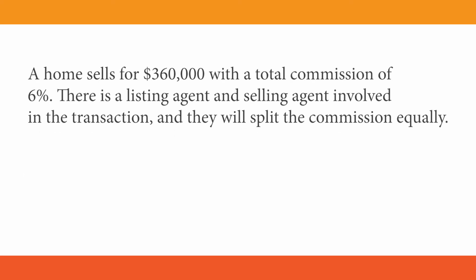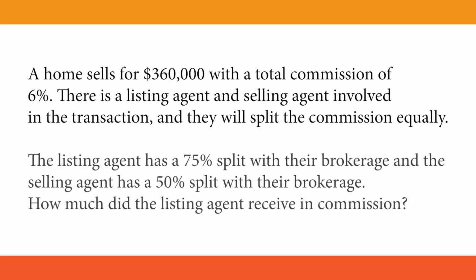Let's try another problem. A home sells for $360,000 with a total commission of 6%. There is a listing agent and selling agent involved in the transaction, and they will split the commission equally. The listing agent has a 75% split with their brokerage, and the selling agent has a 50% split with their brokerage. How much did the listing agent receive in commission?